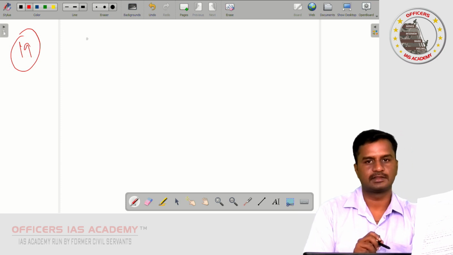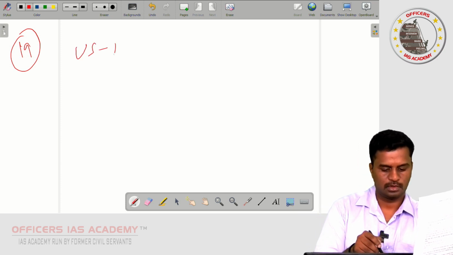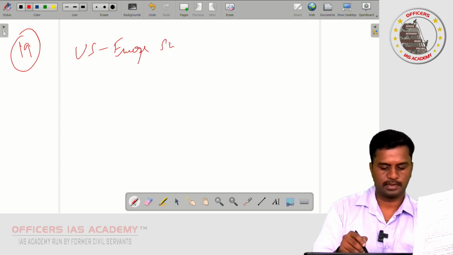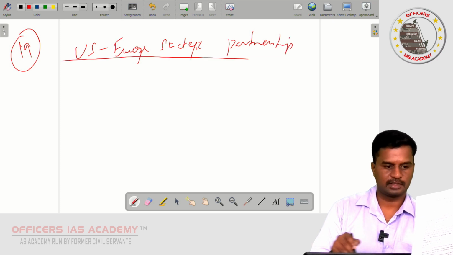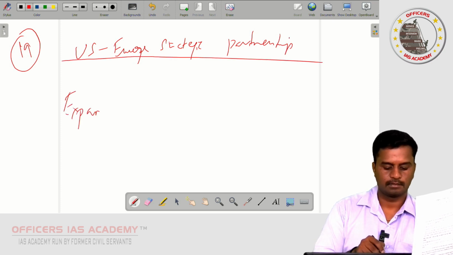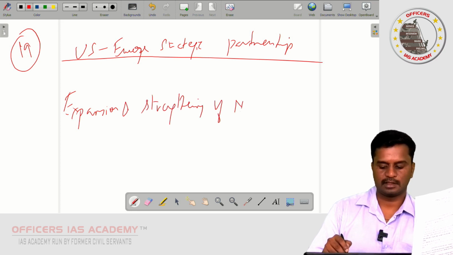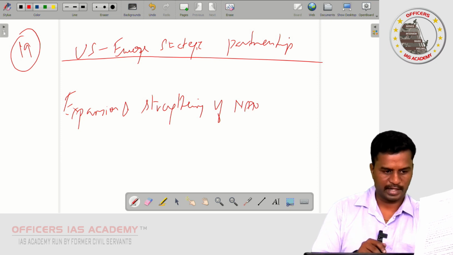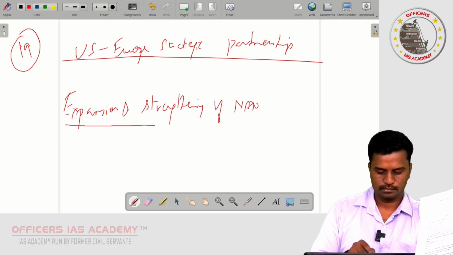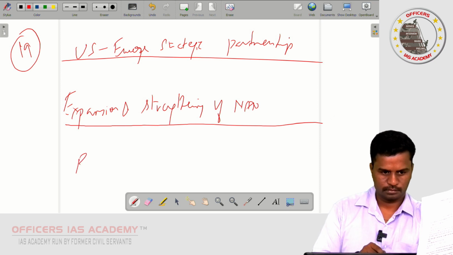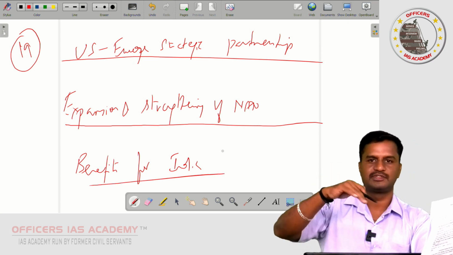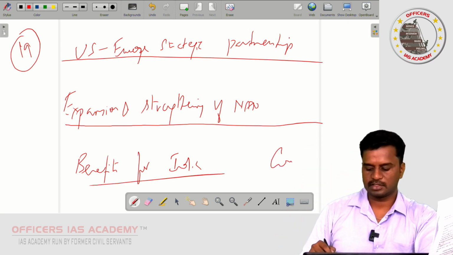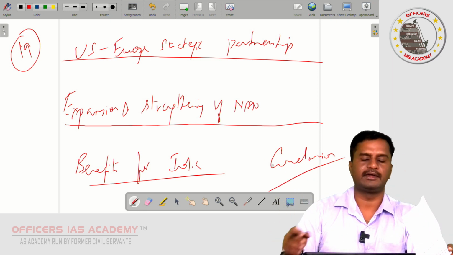So how do you break this? US-Europe strategic partnership. Expansion and strengthening of NATO. Benefits for India. So we have structure. For 15 markers, conclusion can be a bit longer. You can give additional points.